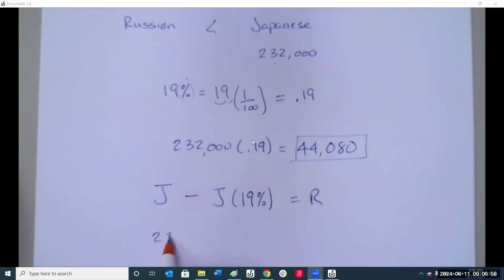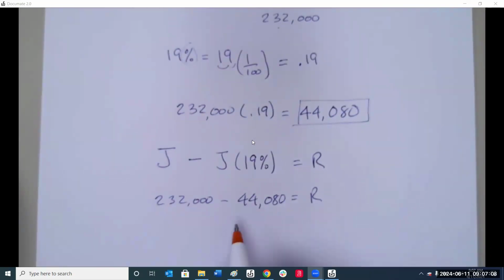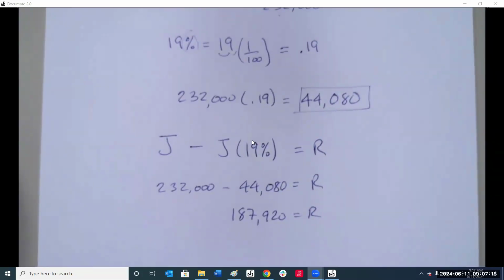So we have 232,000 minus 44,080. That equals the number of words in the Russian language, which is what? So the Russian language has 187,920 words.